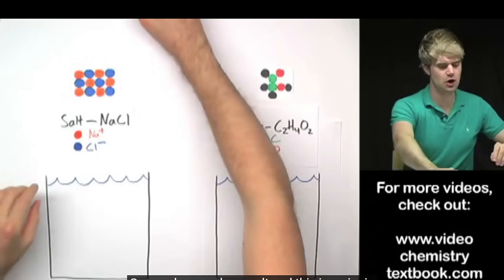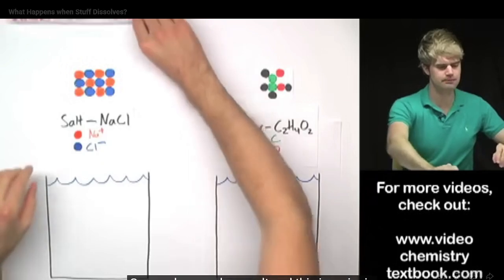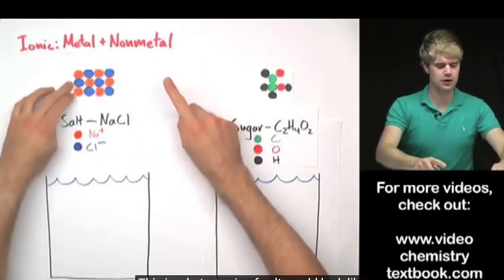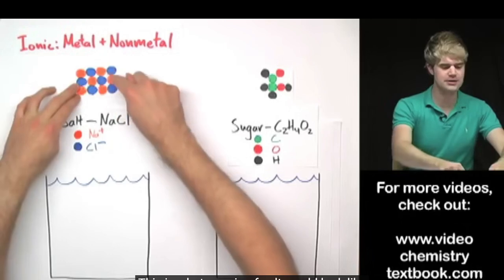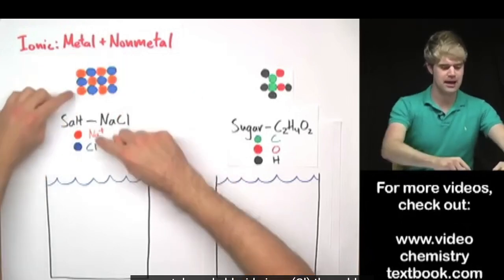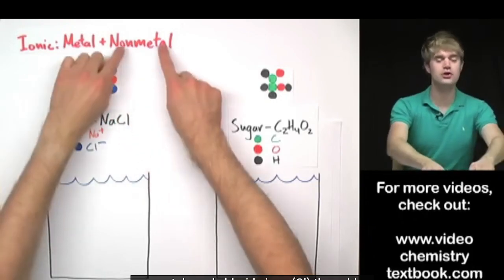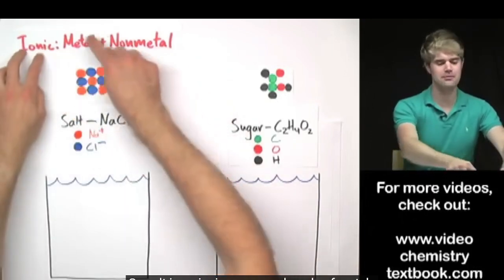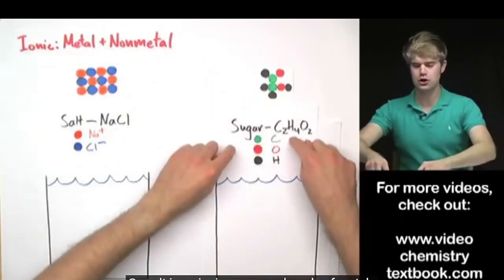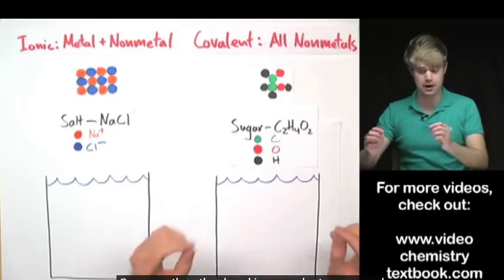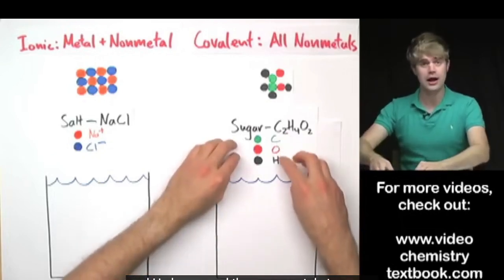All right? And so now Tyler is going to share with us what happens when we dissolve ionic compounds versus covalent compounds. And this is an ionic compound. This is what a grain of salt would look like, and it's made of sodium ions, Na+, which are metals, and Cl, chloride ions, these blue things here, which are nonmetals. So salt is an ionic compound made of metals and nonmetals. Sugar, on the other hand, is a covalent compound because it's made of nonmetals, carbon, oxygen, and hydrogen.